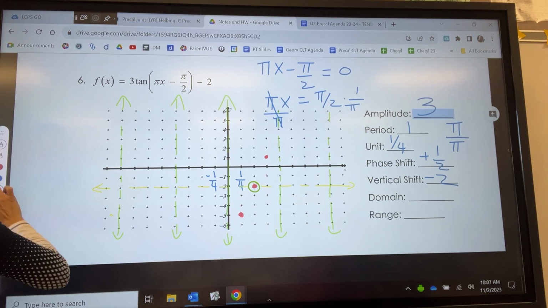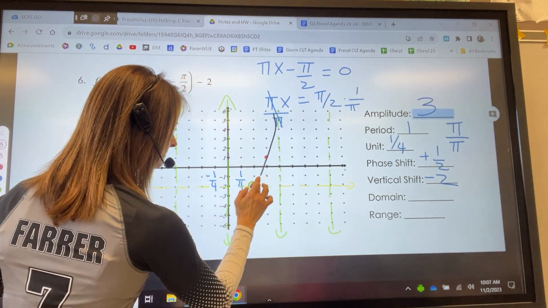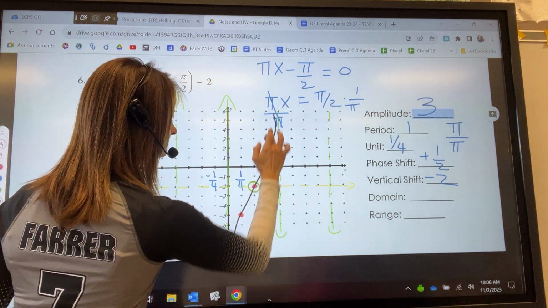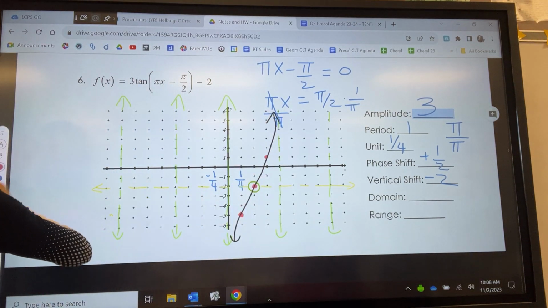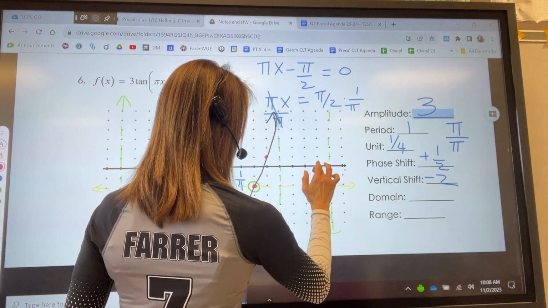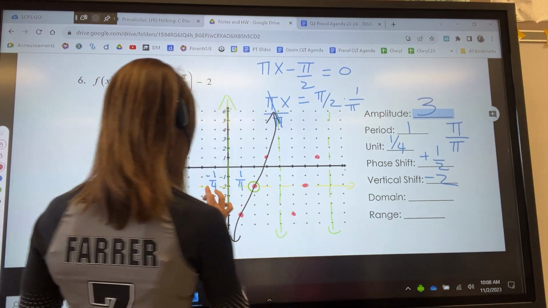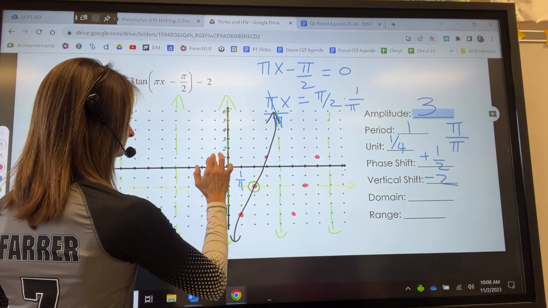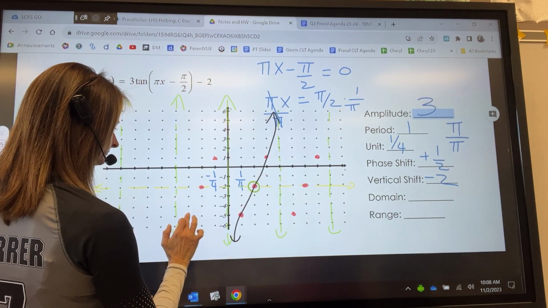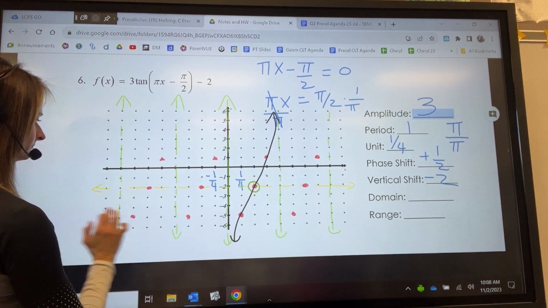Okay. Draw the graph in. It's got to be approaching the asymptotes. Drawing the rest of those points. Good enough.